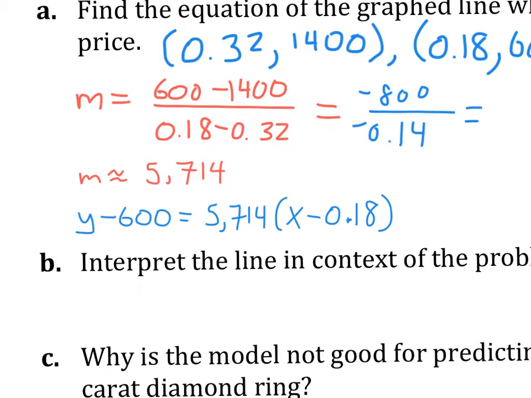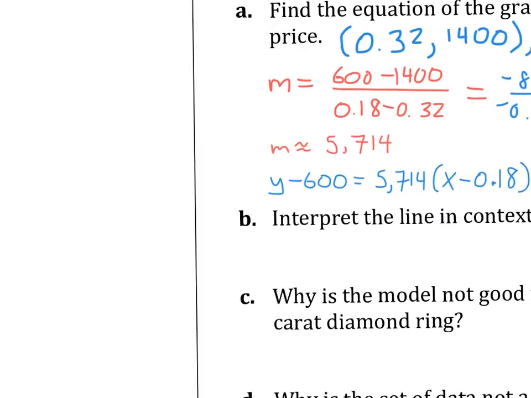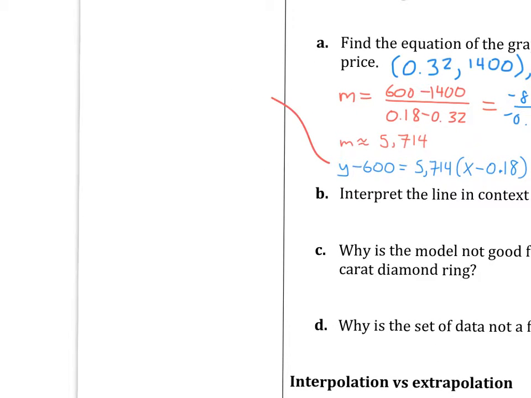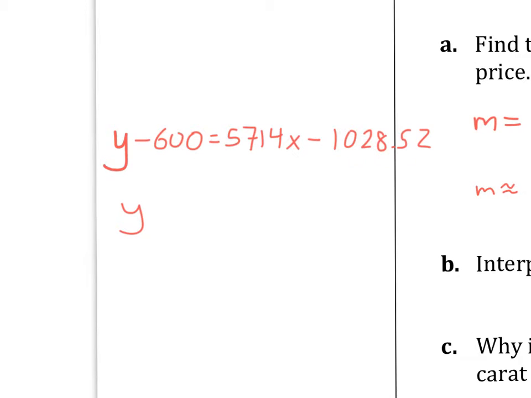And now it's probably best to put this in function form, or another way we say it, slope-intercept form. So I'm going to distribute out the 5,714, and I'm going to add the 600 there. I'm running out of room, so I'll do that over on the side here. You can do it wherever you would like. So y minus 600 equals 5,714x minus, and now I'm going to finish this up by adding 600 to both sides, minus 428.52.